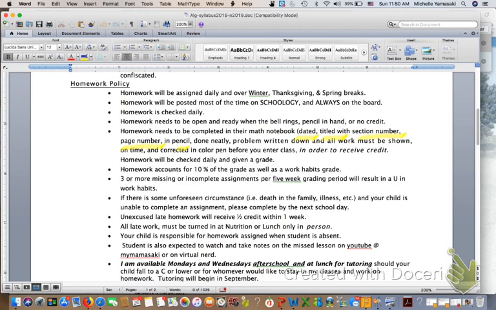If they do not have it, they can show it to me the next day at nutrition or lunch only. Not during class. I will not take it during class because I have to go and get into the grade book online, and I can't stop class to do that.